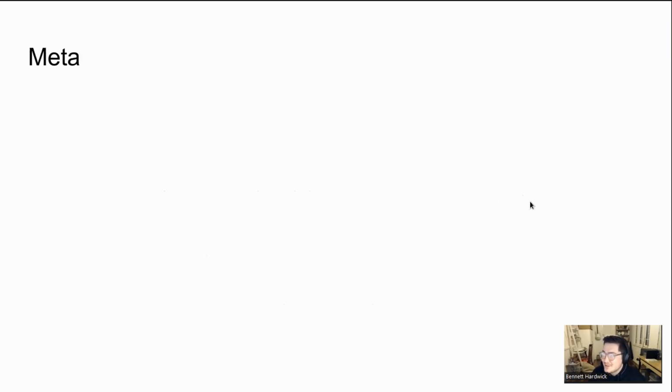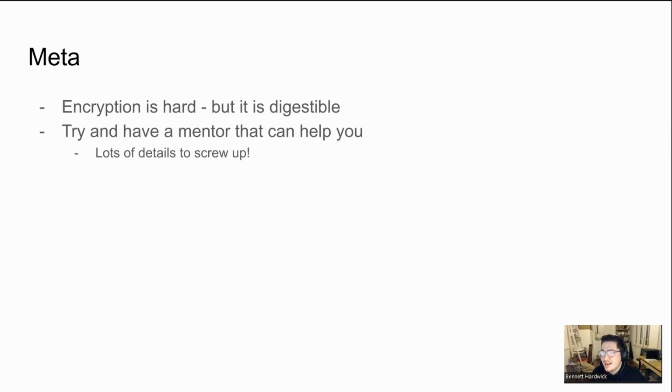Bringing it back to the meta element, I suppose, getting to the end of this. Encryption is really hard, especially for a beginner, but it is digestible if you break it down. When I first started looking into envelope encryption, what it's called and the way people talk about it made it seem like it was very research heavy, like there was some kind of homomorphic encryption going on or something like that.